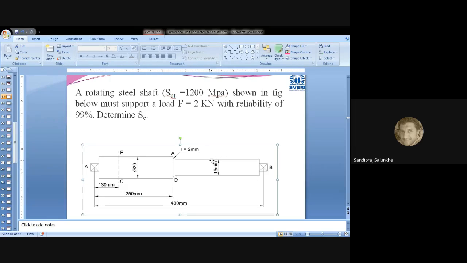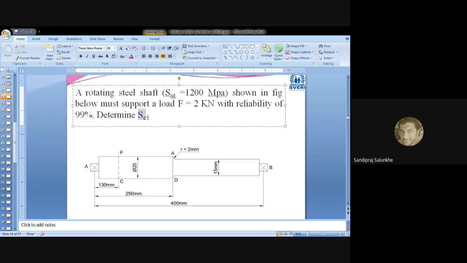We just have to check or calculate what the various stresses are which are going to develop in this shaft, and we have to calculate the actual endurance limit value. Now the force given is 2 kilonewton. It is said in the statement that it should support a 2 kilonewton force. Then one can ask, sir, what is the amplitude of this force?